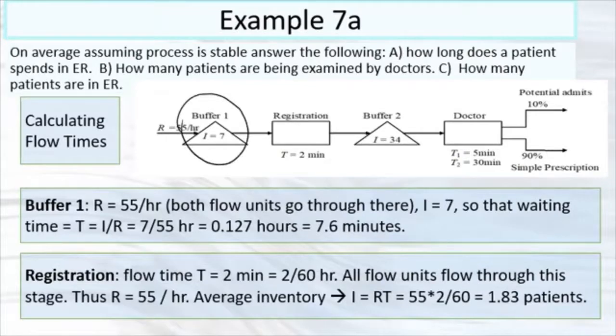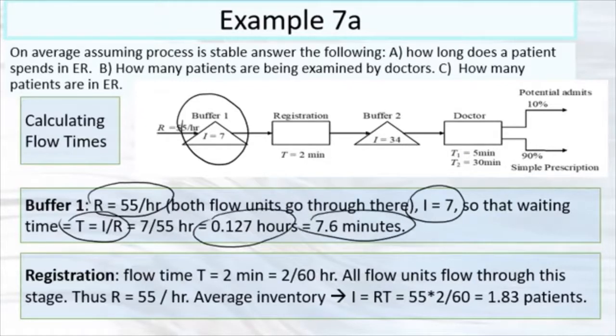And we know at buffer 1 we have 7 patients in the inventory. R is 55 per hour. At this point, the flow unit is still patient. We didn't go specific into whether the patient is potential admit or simple prescription, because that hasn't been decided yet. So R is 55. And so to calculate T we're just going to go I over R, and it's going to give us 0.127 hours or 7.6 minutes.